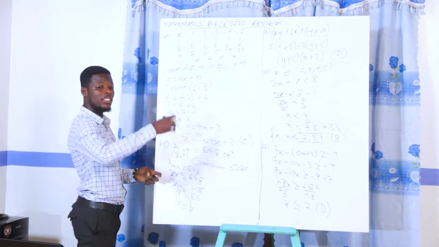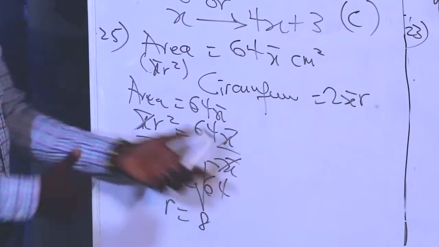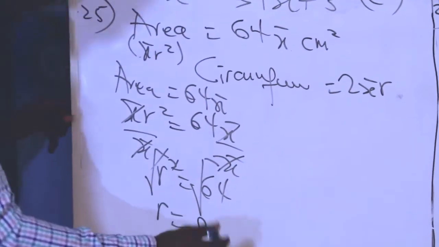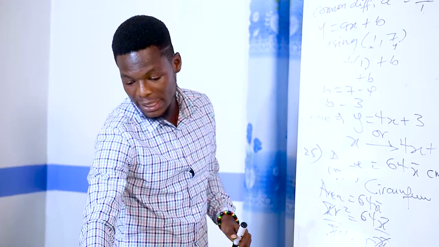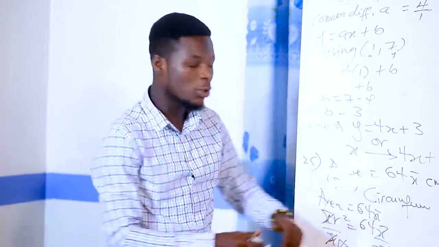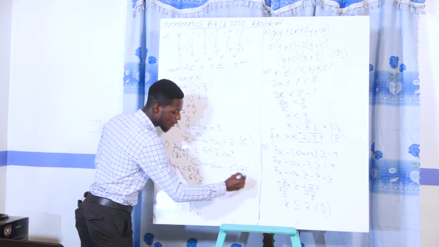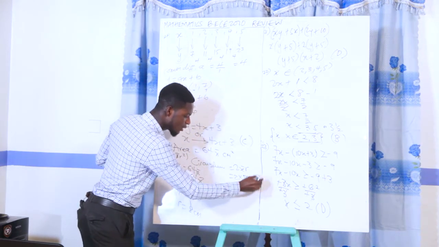So square root of 64 means a number that multiplies itself to give you 64. So 8 times 8 is 64. So radius is 8 centimeters. Now, the question is find the circumference. So now I have my radius. I will substitute it into the formula for circumference. 2 times pi times r, which is 8.